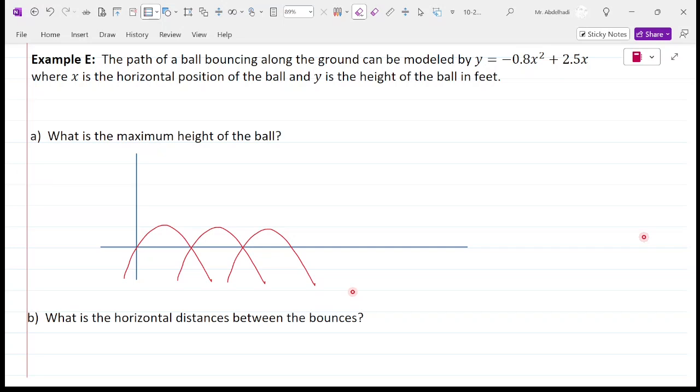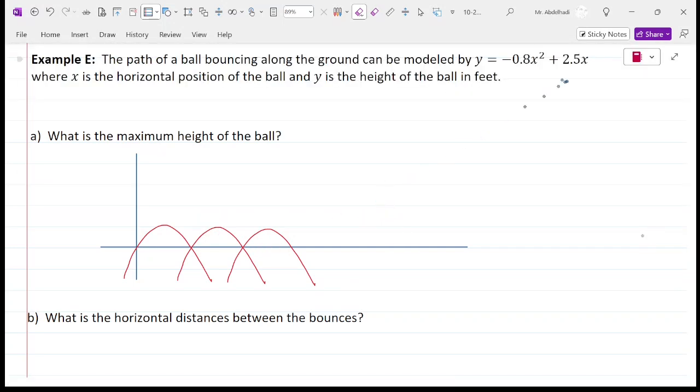So let's pretend we're in space, and in space there's no gravity. We have gravity and no air resistance, no friction, and no elasticity of the ball is lost or anything. So this is the situation here. What's the maximum height of the ball? Well, it would just be the height of one of these parabolas, right? So let's just find the height of the first one.